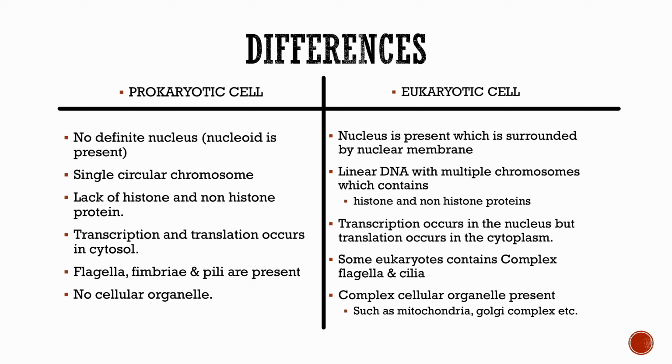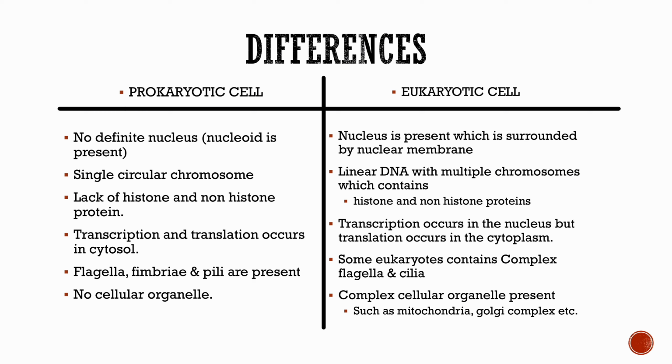In prokaryotes, there is circular DNA with a single circular chromosome. In eukaryotes, there is linear DNA with multiple chromosomes. Here, DNA is also associated with proteins such as histone proteins and non-histone proteins. But prokaryotes lack histone and non-histone proteins.